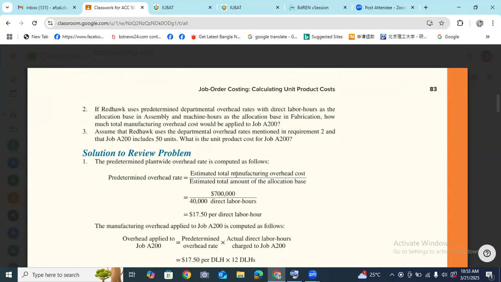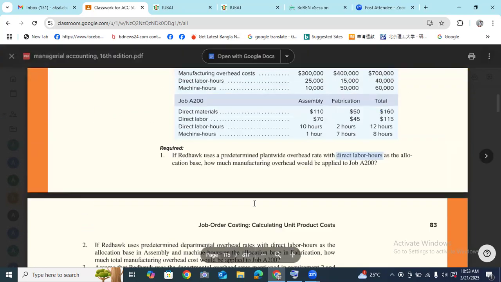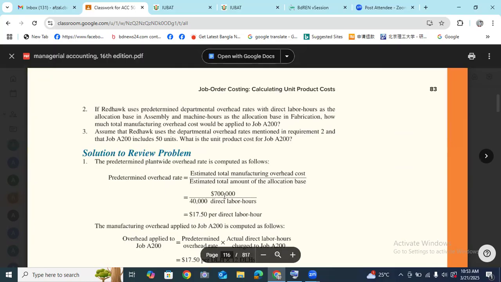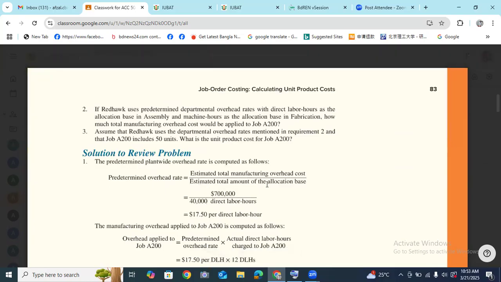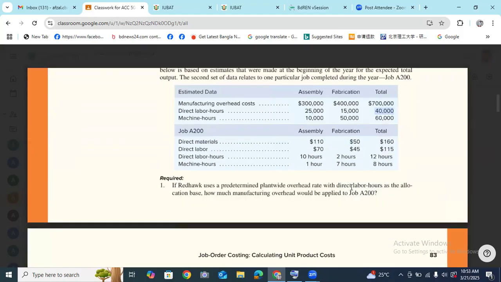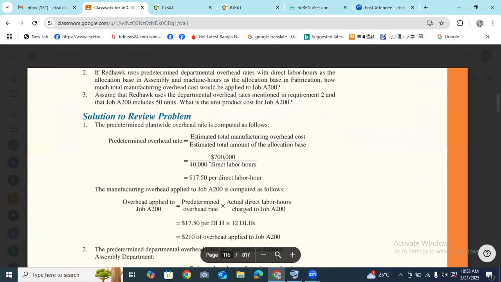So, estimated total manufacturing overhead, how much? 7 lakh total, isn't it? This is estimated overhead cost, 7 lakh. Just write this 7 lakh here. Now, estimated total amount of allocation base. Allocation base is direct labor hours. We know that direct labor hours is 40,000. Just divide 7 lakh dollars by 40,000 direct labor hours. So, our predetermined overhead rate is 17.50 per direct labor hour. Per hour for manufacturing cost rate is 17.50.